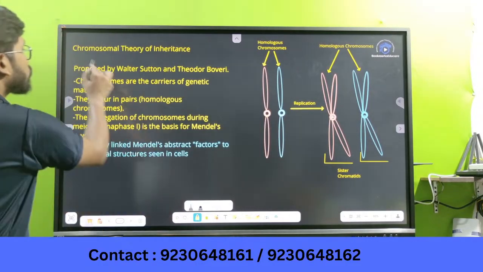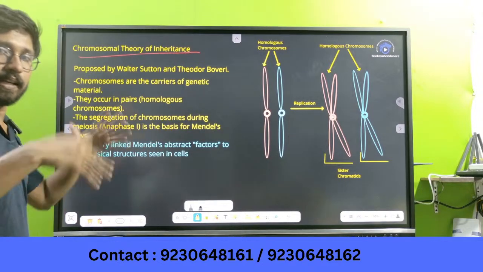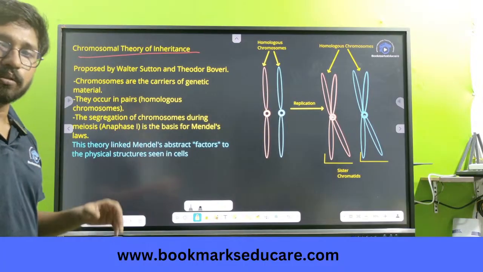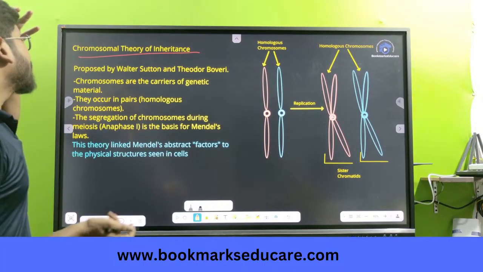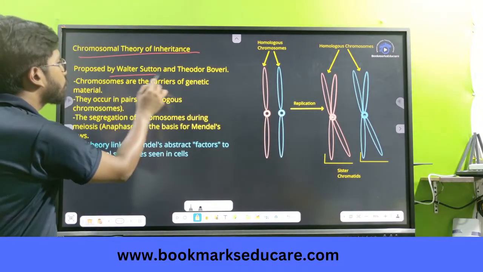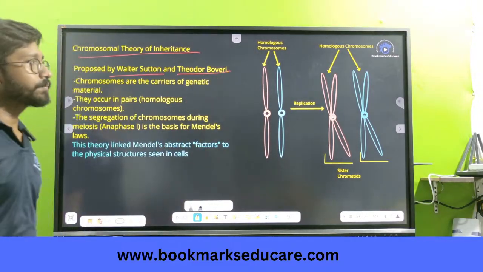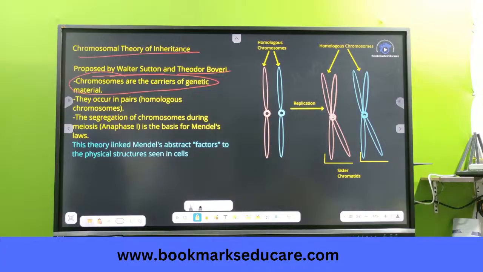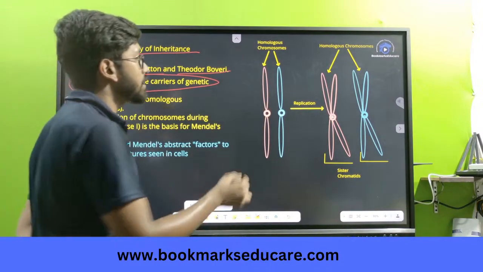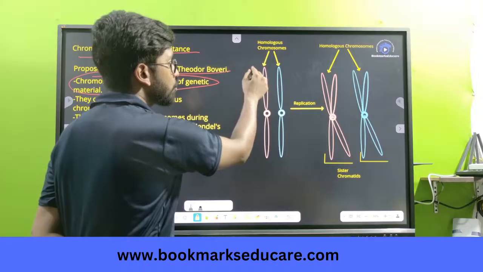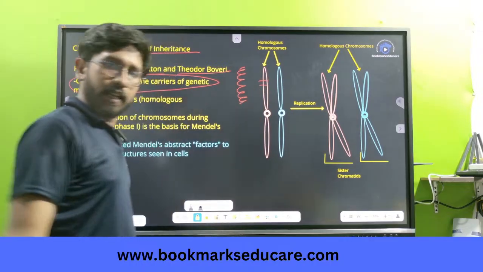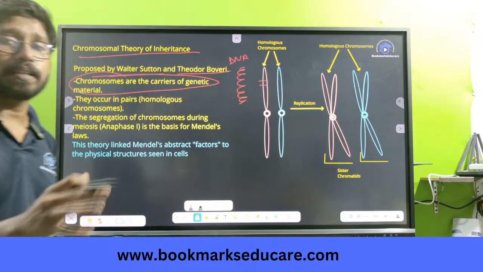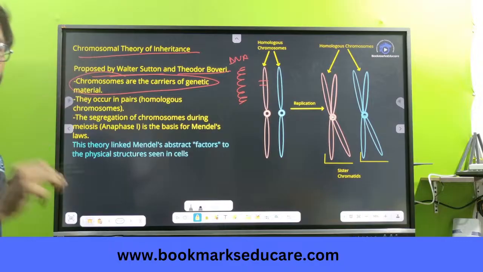Okay, now let's see the chromosomal theory of inheritance. We are studying inheritance. We saw the characteristics being passed from parents to children. The chromosomal theory of inheritance was proposed by Walter Sutton and Theodor Boveri. What they said? They said chromosomes are the carriers of genetic material. We studied in our lower classes, chromosome is the condensed form of DNA. And as we know, inside DNA all our genetic materials are present. This is the code for you.